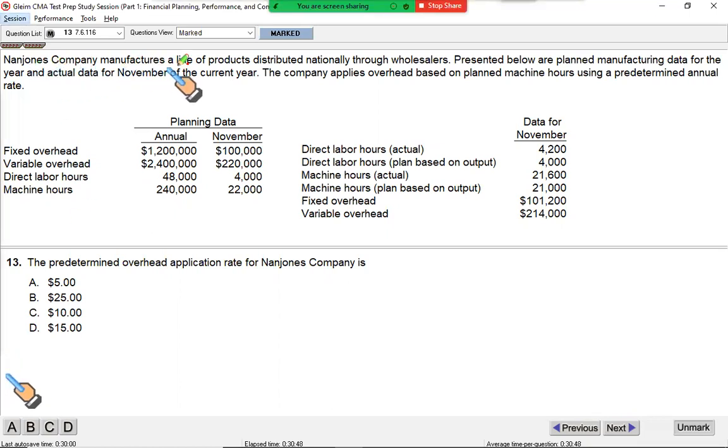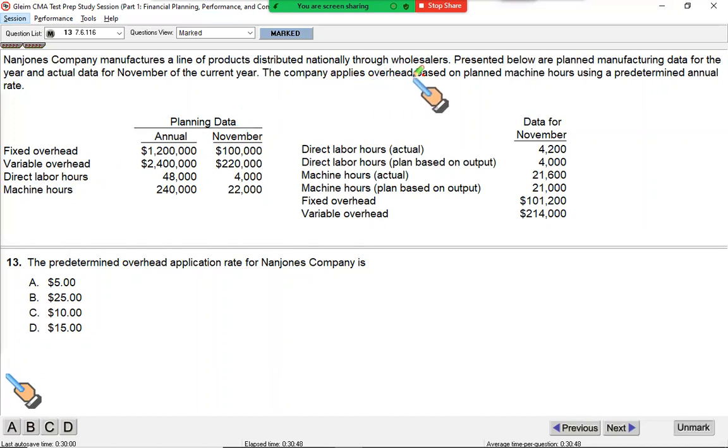Nando's companies manufactures a line of products distributed nationally through wholesalers. Presented below are planned manufacturing data for the year and actual data for November. You have the annual data given here, the planned annual data, and this is the plan for November. So this is the annual plan, and this is the plan for the month of November. This is the fixed overhead, variable overhead, direct labor we were supposed to use, and machine hours we were supposed to use. This one is on an annual basis, this is on a monthly basis.